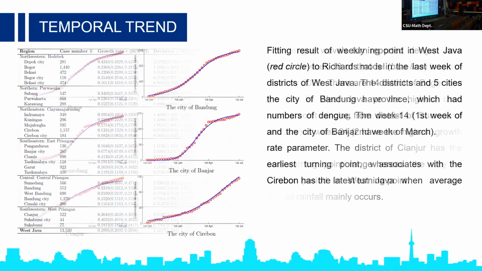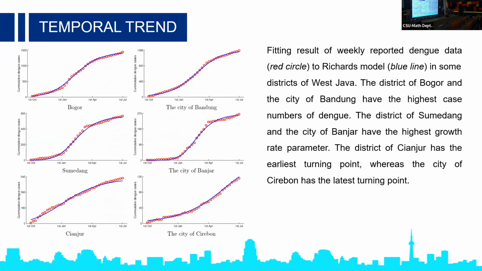And what about the graphic? This is the 6 areas. We fit the model using Richards curves, and the data is almost close. For the fitting result of weekly reported cases, we have that the district of Bogor and the city of Bandung have the highest case numbers of dengue, and that's confirmed. And the district of Sumedang and the city of Banjar have the highest growth rate parameter.